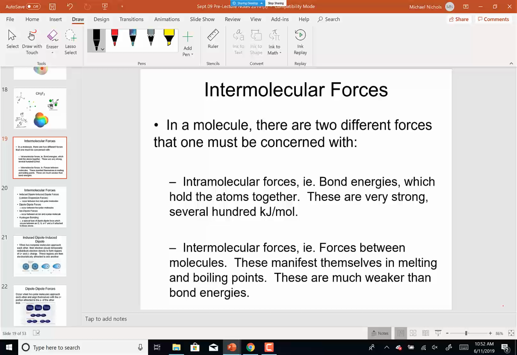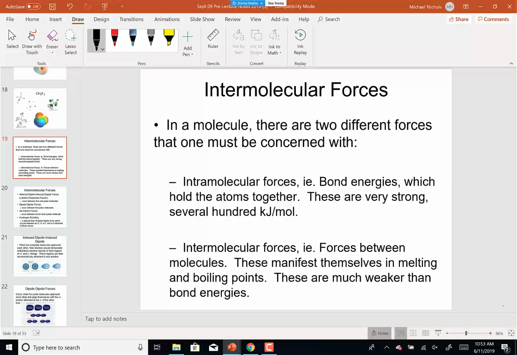Intramolecular forces are our bond energies. We don't care about those right at the moment. We're not breaking bonds. We will, but we don't need that right now. Intermolecular forces between the molecules, what's that going to tell us? If those forces are weak, the molecule is probably going to exist as a gas at room temperature. If they're stronger, it's going to exist as a liquid. If it's really strong, it's probably going to exist as a solid.